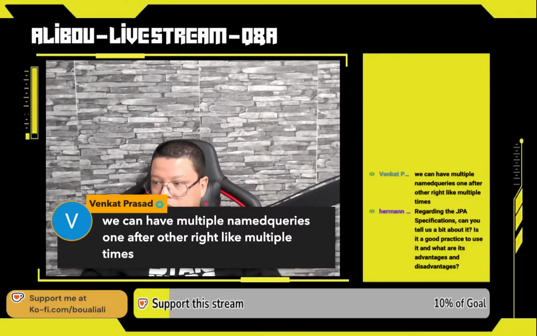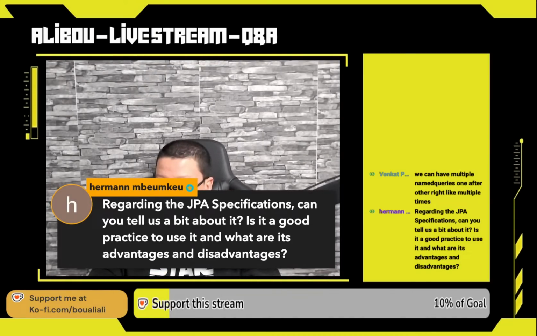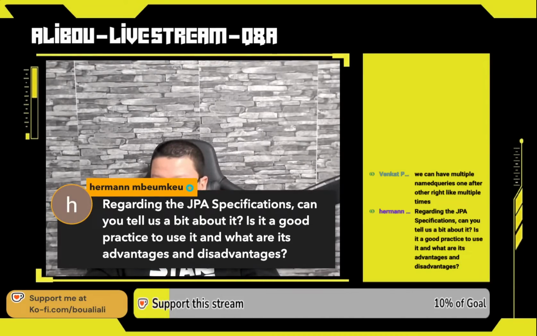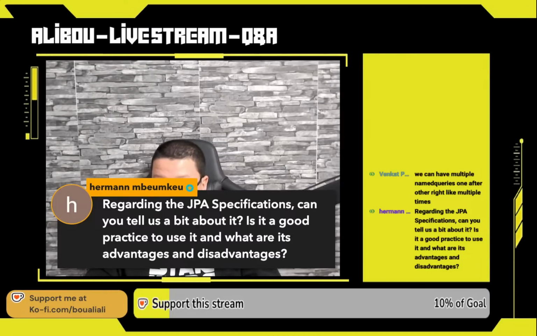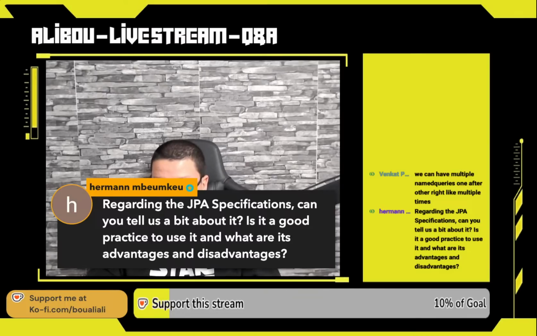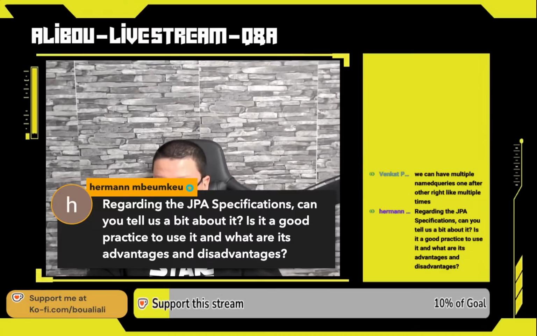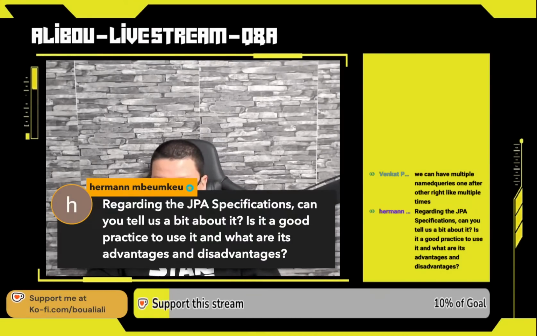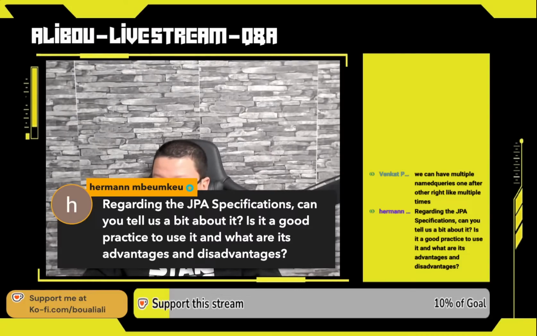All right. Next question regarding the JPA specification. Can you tell us a bit about it? Is it a good practice to use it? And what are its advantages and disadvantages? It's a good question. The JPA specification, we will cover it next time in the next session. We'll see the query executor, or the query by example executor, and we will see the specification. We will cover everything in the next sessions.